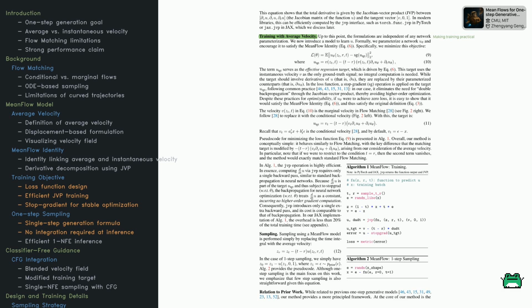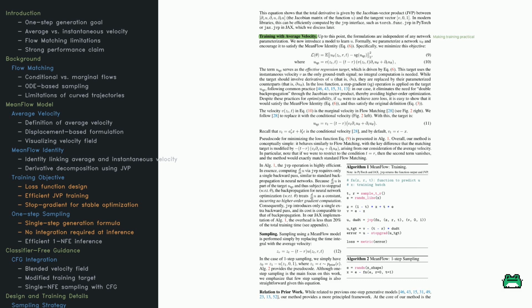Now that we've got the Meanflow identity and a way to compute its components, let's talk about how training actually works. The model predicts average velocity between two time points. To guide that prediction, they compute a target using the Meanflow identity from earlier. Specifically, it uses the known instantaneous velocity and how the network's output changes over time. That's enough. You don't need to evaluate any integrals.